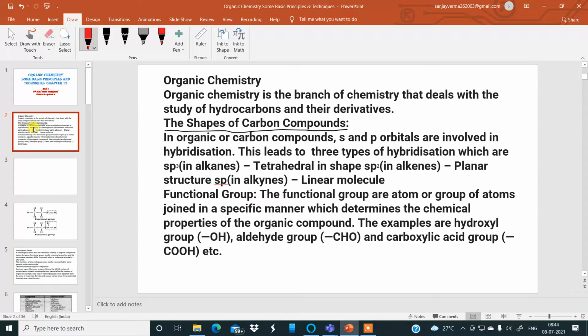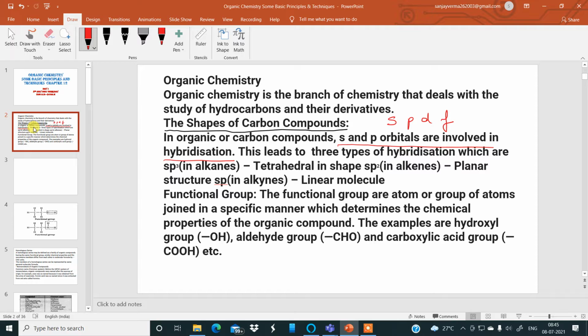Now, in organic compounds, s and p orbitals are involved in hybridization. Hybridization means mixing of atomic orbitals. When atomic orbitals mix with each other, they result in the formation of hybrid orbitals. The different atomic orbitals are s, p, d, f. So, when these atomic orbitals mix with each other, it is called hybridization.